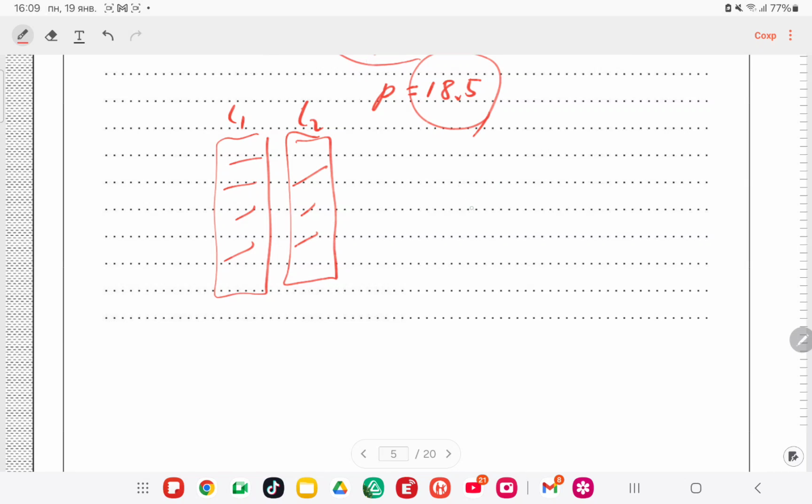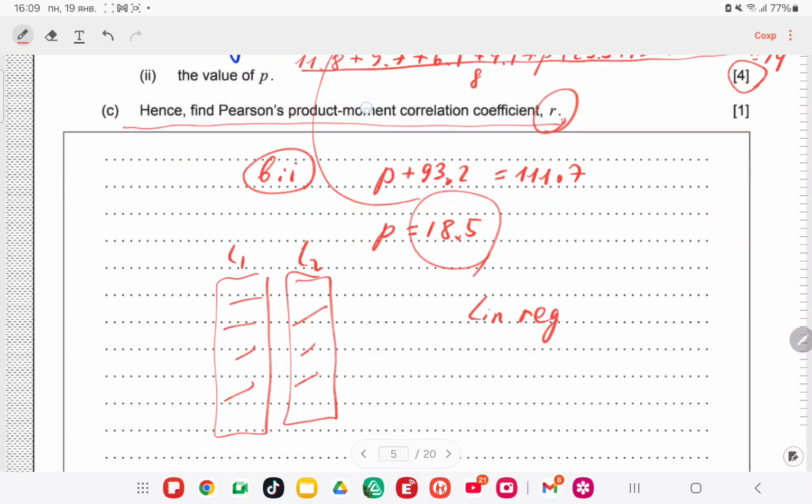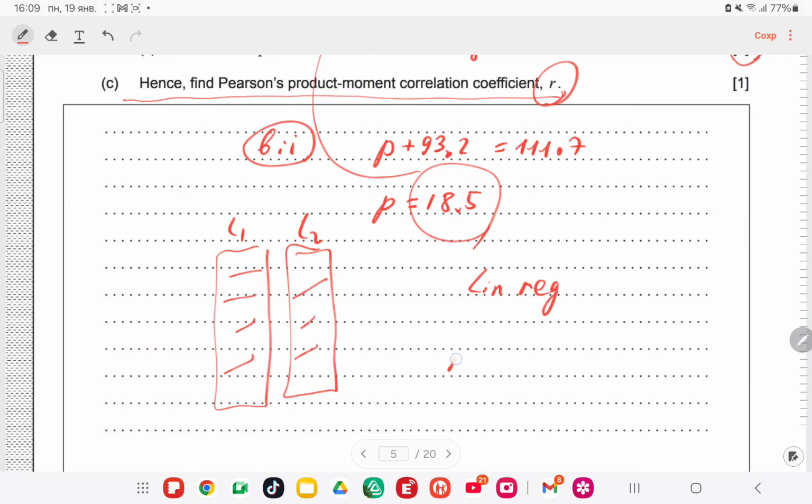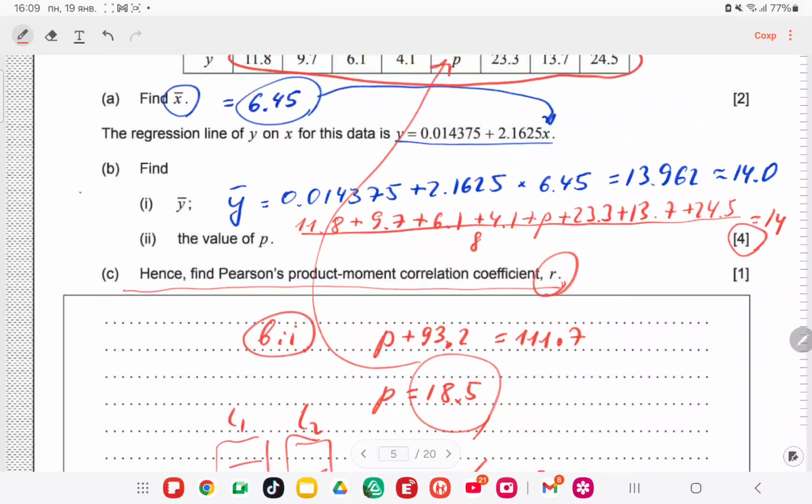You will press the buttons, find the linear regression of 2-variable statistics, and obtain the value of the correlation coefficient. Using your calculator, you will obtain the value of 0.9539, or 0.954 to 3 significant figures. This is your final mark to obtain.